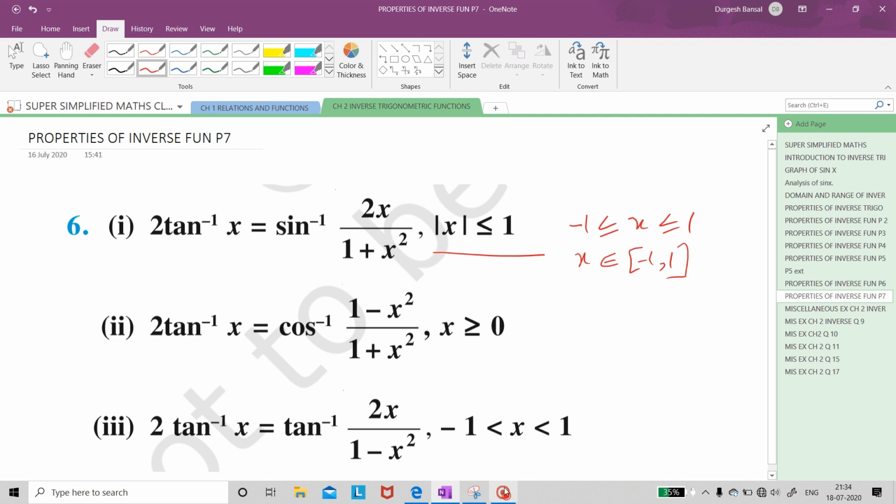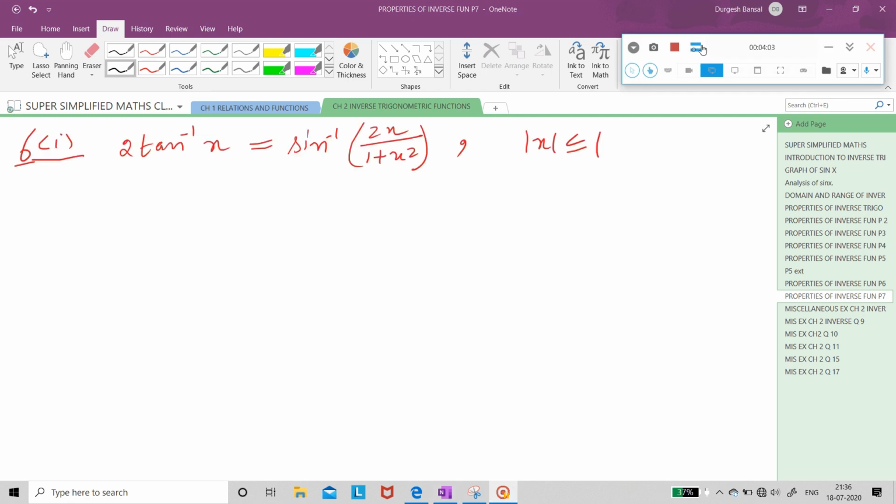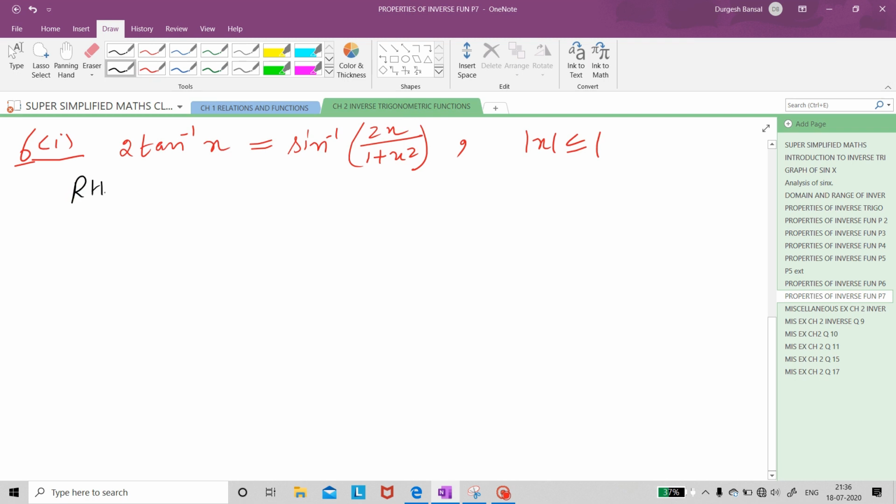So let us first prove the first property. Let us prove this property and we take the right hand side. Right hand side is sine inverse 2x upon 1 plus x square. Now let us substitute x to be tan theta.